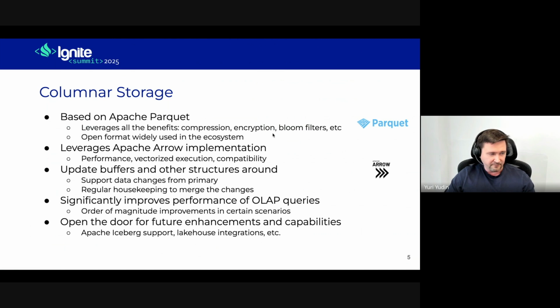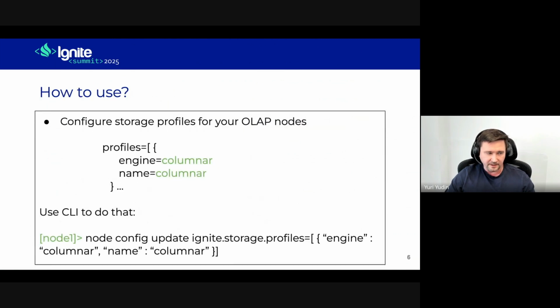Now let's have a look how one can use it. So, well, read the documentation is the first suggestion, but who actually does that? So let's get into it. The first step in configuring the columnar store is to add the respective profile into the Ignite storage configuration. You should do this on each of the nodes which are going to be used for analytics, but in fact, you can do this on all nodes as well.